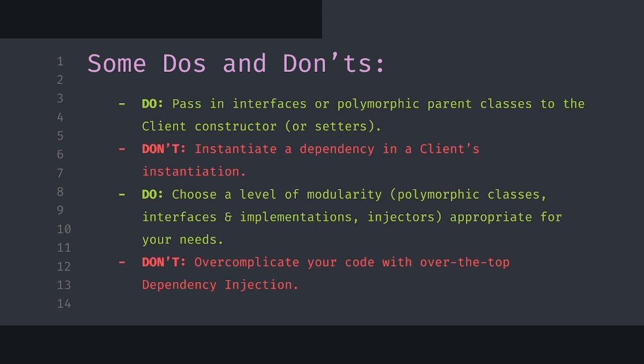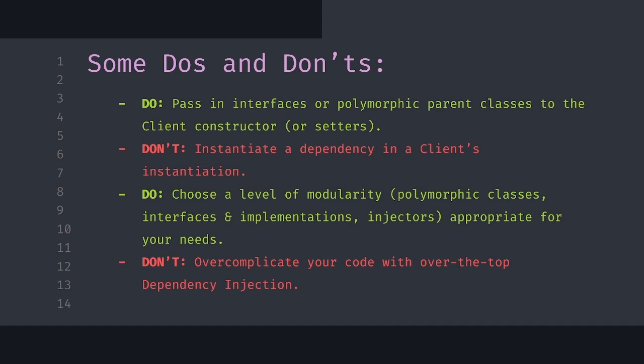So some quick do's and don'ts for dependency injection. The big two are at the top. You should always pass in some interface or polymorphic class to the client constructor. You should never instantiate the dependency inside the client's instantiation. You should never instantiate the class B inside of its class A's constructor. You should pass it in if you want to follow this principle.